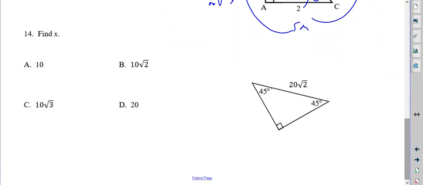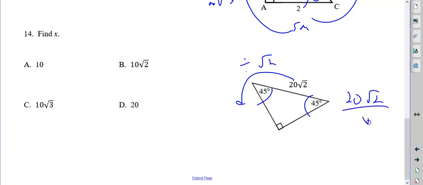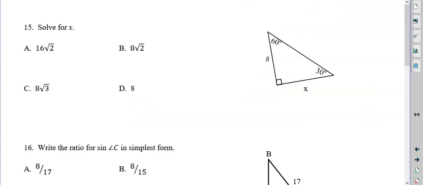All right, here we know we have a 45, 45, 90. So here we're getting smaller. So we're going to divide by radical 2. In this case, you can probably see it in your head, divided by radical 2 just cancels, and we end up with the answer being 20. Okay, remember, think about whether you're getting bigger or smaller. If you're getting bigger, you multiply. If you're getting smaller, you divide.